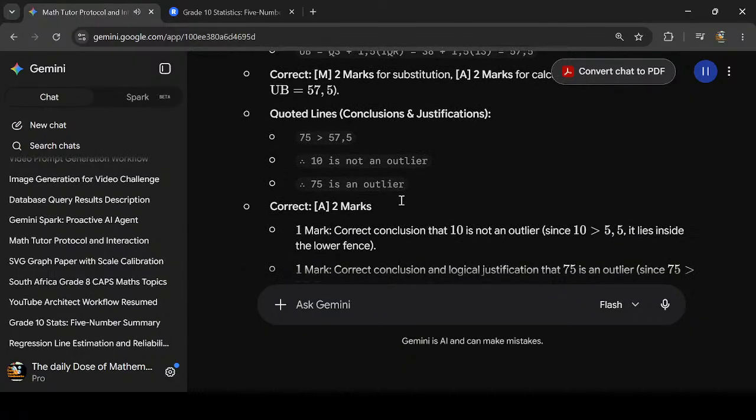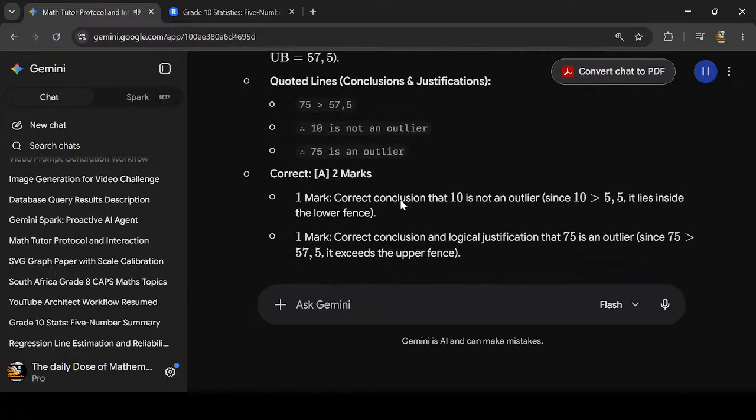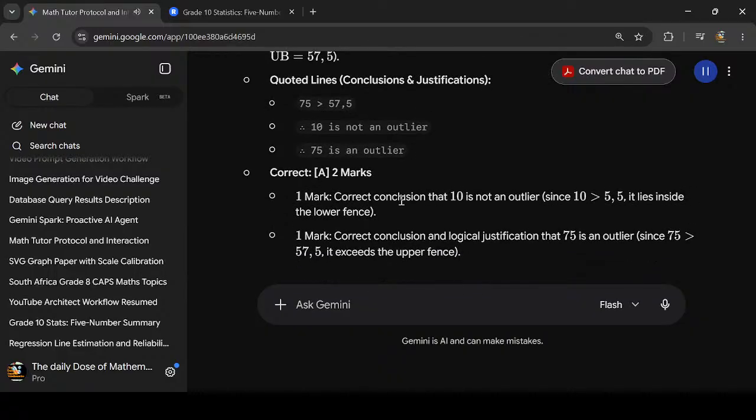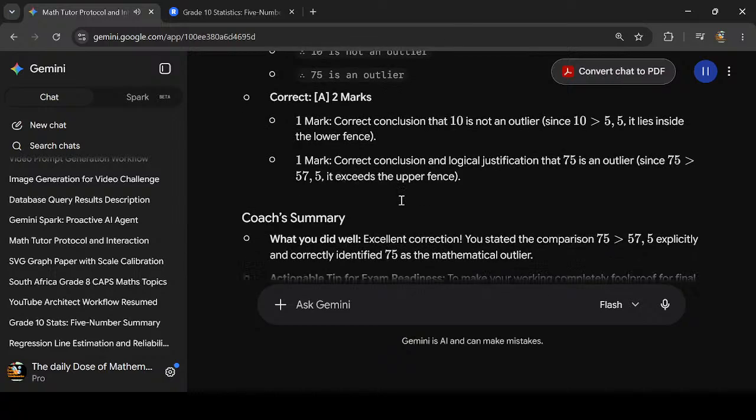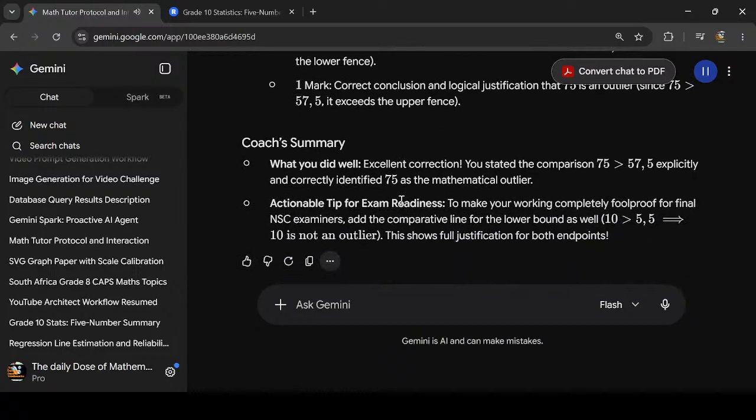Conclusions and justifications: 75 is greater than 57.5. Therefore 10 is not an outlier. Therefore 75 is an outlier. Correct. 2 marks: 1 mark for the correct conclusion that 10 is not an outlier, since 10 is greater than 5.5, it lies inside the lower fence. 1 mark for the correct conclusion and logical justification that 75 is an outlier, since 75 is greater than 57.5, it exceeds the upper fence.